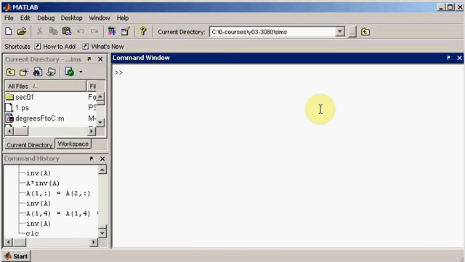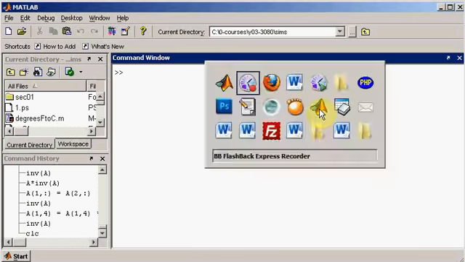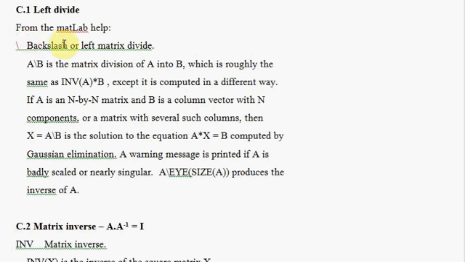Now let's look at some of the operators involving matrix inversion. So we have here the left divide or backslash operator, and it says here in the notes, it's the matrix division of B into A. So if we write it like this, A backslash B, then this is A into B, and so that's the same as saying inverse of A multiplied with B.